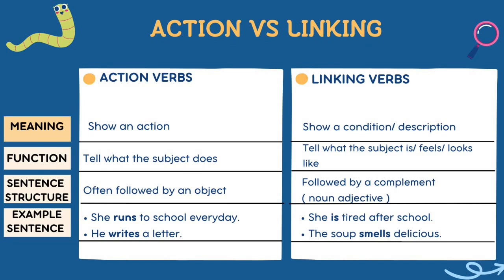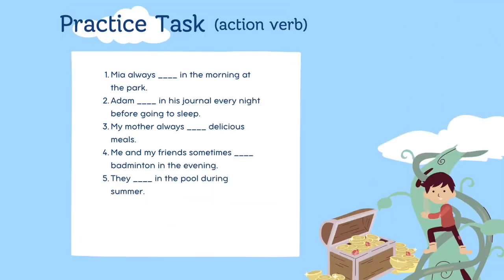Now, if we put it all together to understand it more clearly, action verbs show what the subject does and are usually followed by an object, while linking verbs show what the subject is or feels and are usually followed by a complement. Let's start with the practice task with action verbs.